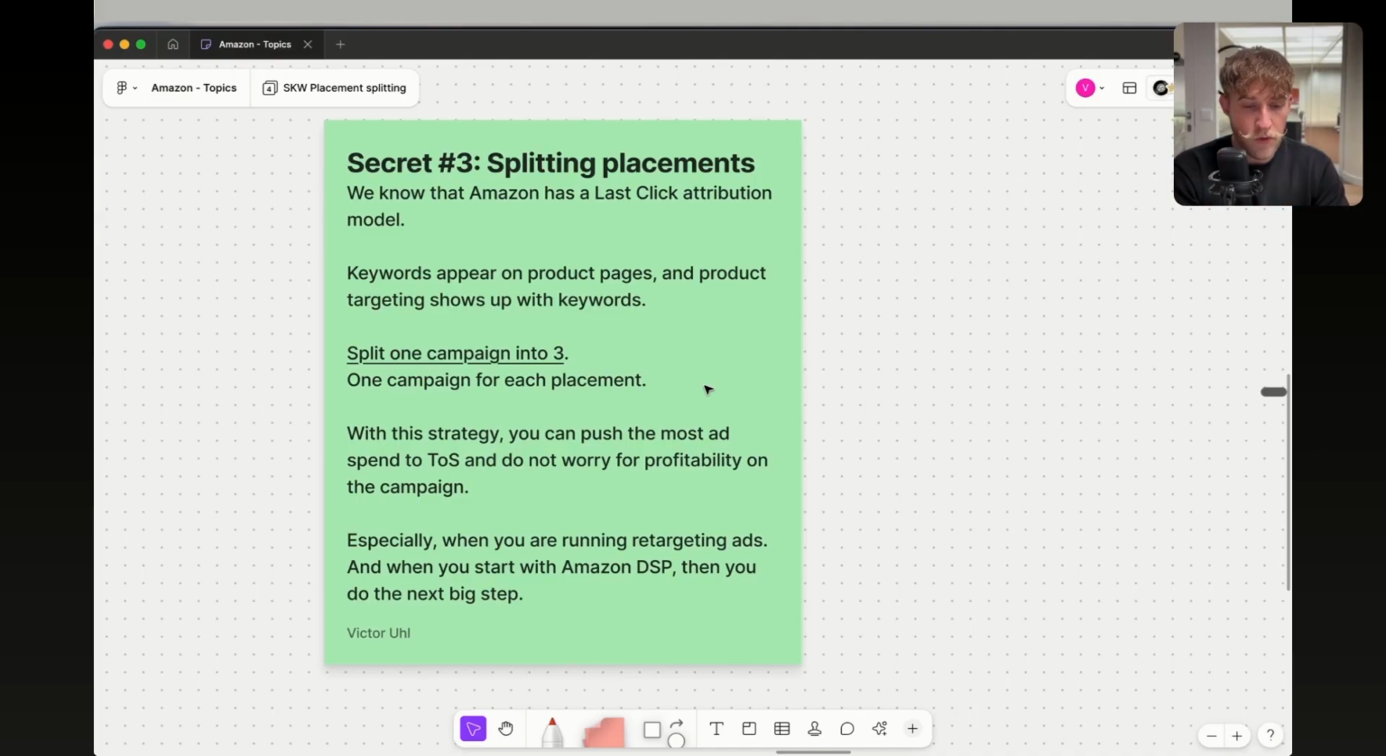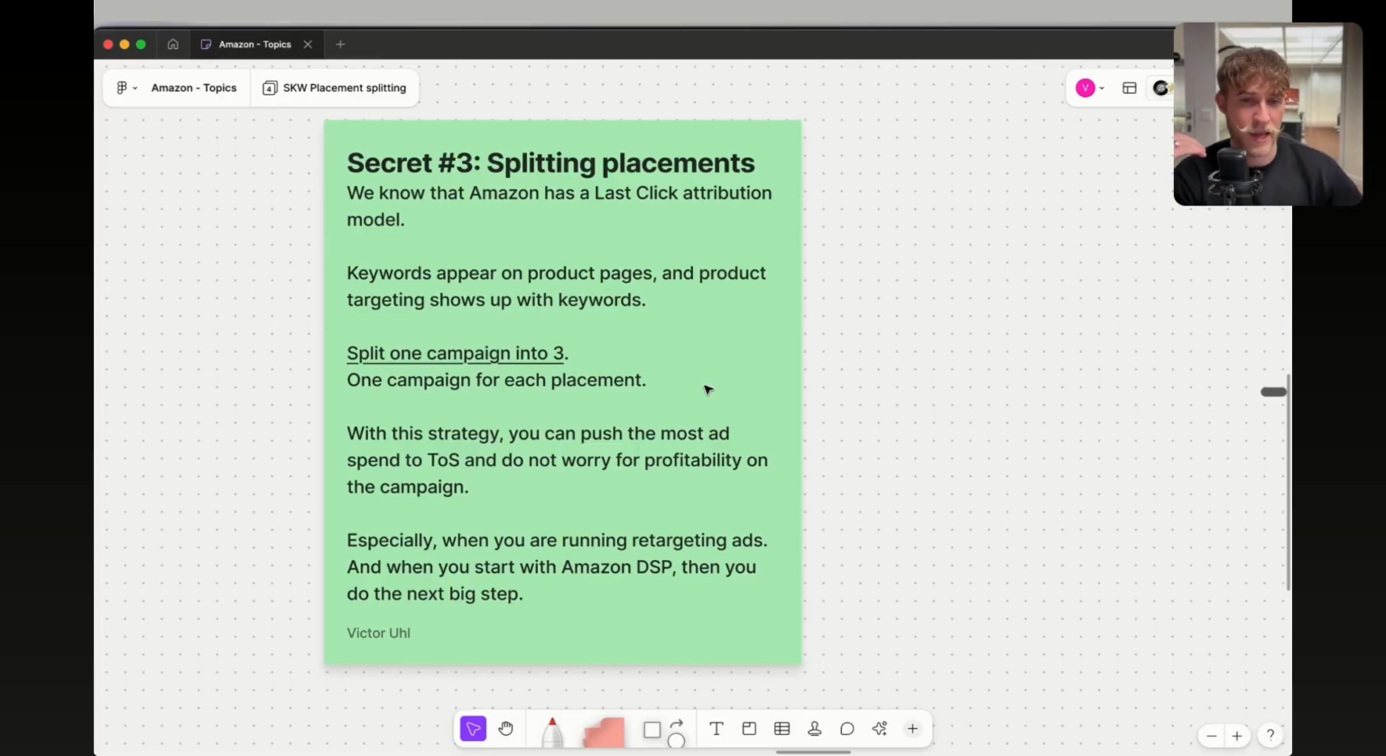With this strategy, you can push most of the ad spend to top of the search or profitable ones, and you can really differentiate between where you want to get awareness and where you want to get the sales. And this is really important when you run retargeting ads, as I said already, because if you run retargeting like functional retargeting or sponsored display or Amazon DSP, then you slowly see that the more I push in top of the funnel and the more I rely on the retargeting, the better my campaigns will be.